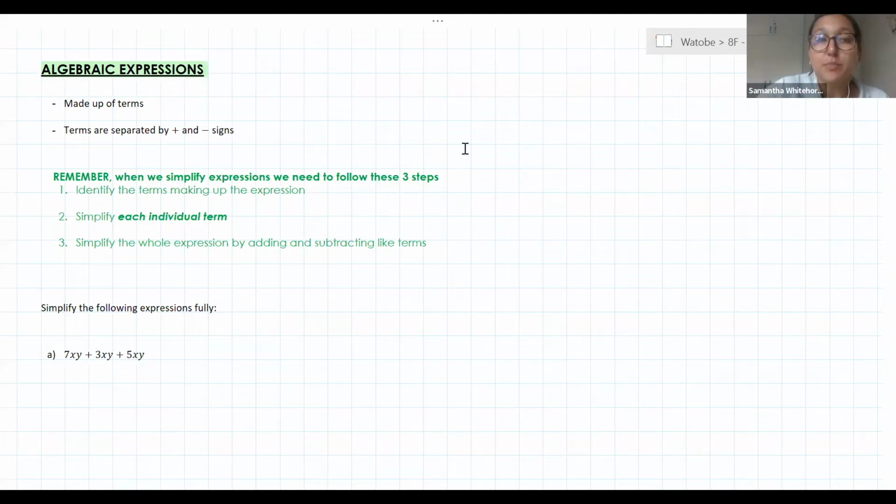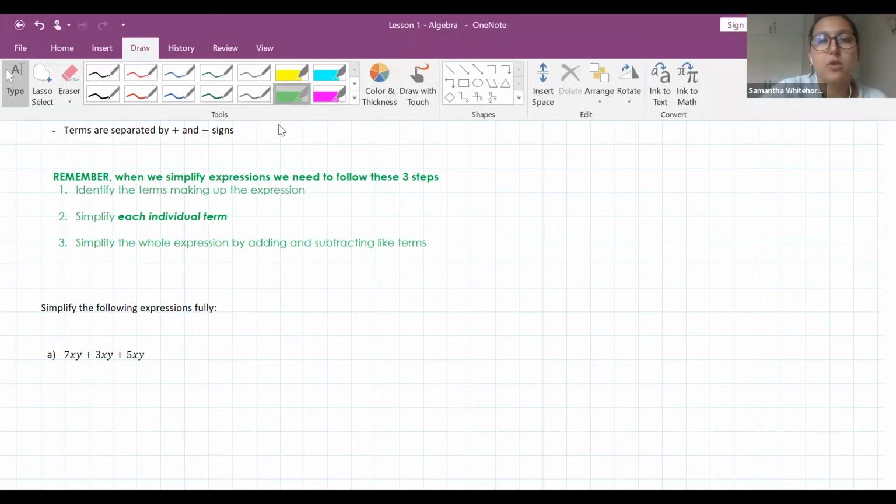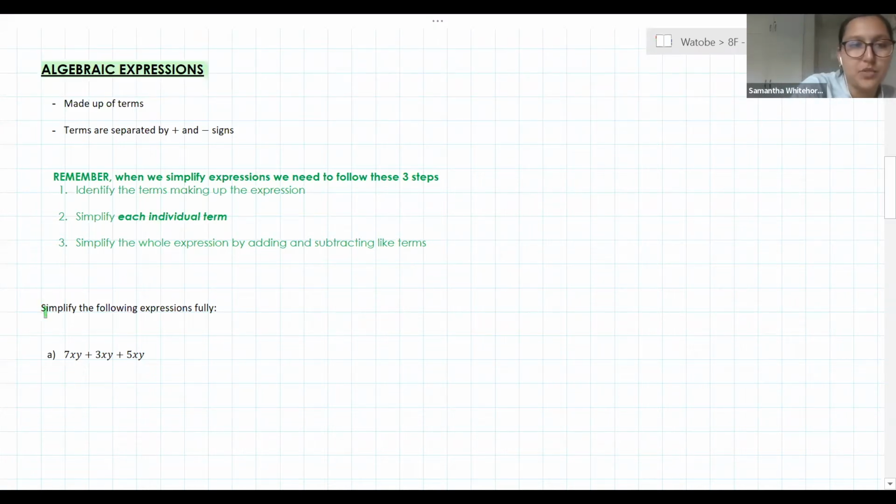So algebraic expressions, the first thing we're going to chat about is essentially when we talk about simplifying things. So the instruction when you're working with an expression is going to be simplify. Algebraic expressions are made up of terms, and importantly, terms are separated by plus and minus signs. So that is how we identify the different terms in our expression. And it's also going to be very important for how we simplify our expressions.